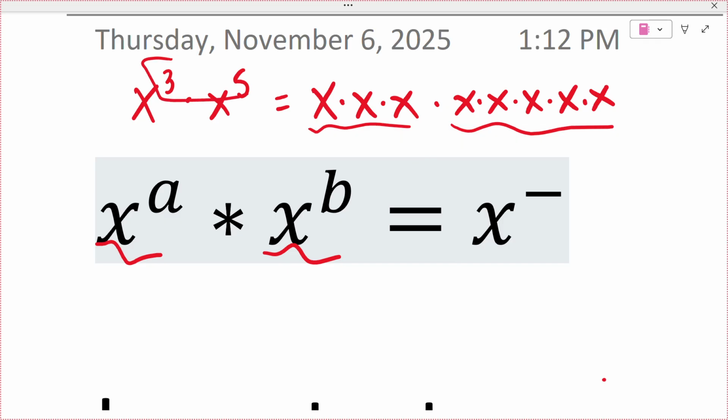Well, how do I get 8 from 3 and 5? I add them. So x^a times x^b makes x^(a+b). This is the product rule. Okay. Very, very important here.